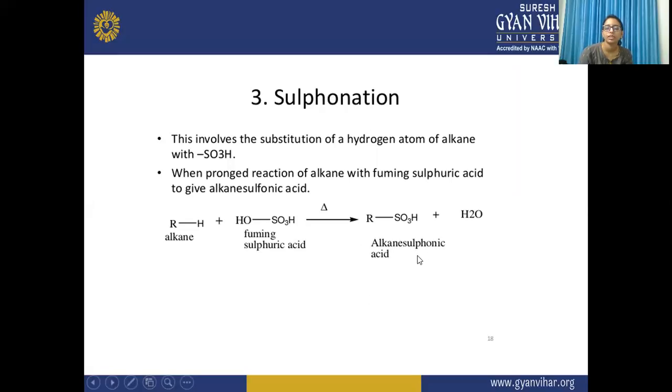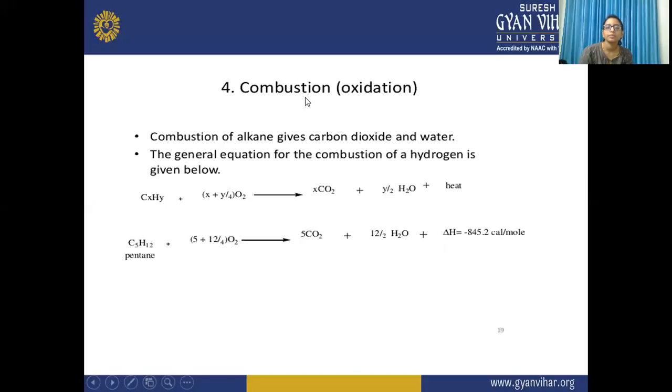So here methyl sulfonic acid is formed. Next step is the combustion or the oxidation, which comes under the thermal or the catalytic reaction. Here catalytic means the catalyst is a substance that speeds up or slows the reaction rate, or it can itself act as a reactant and itself come out from the reaction as it is. So combustion of alkane gives carbon dioxide and water.